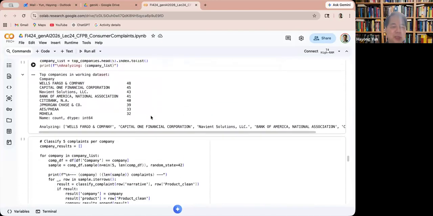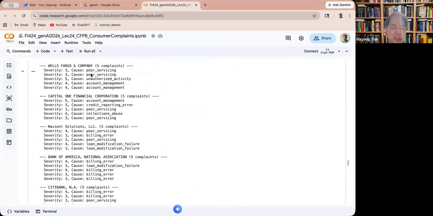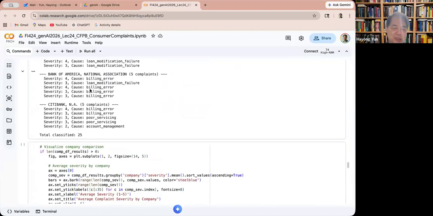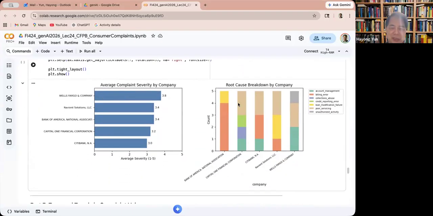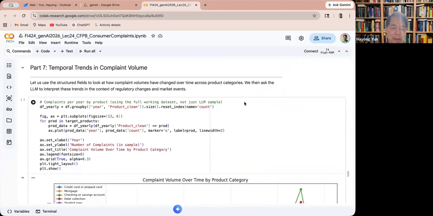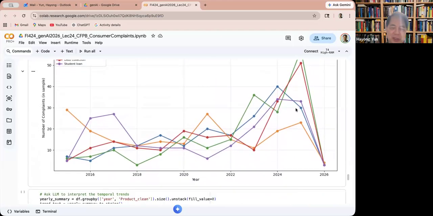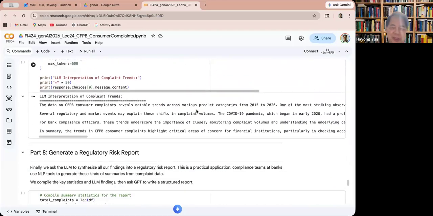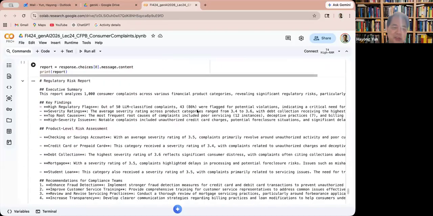So company level analysis, you can look at some companies and then classify their complaints and these kind of things. And you can visualize them also by the company of these complaints. Over time, how does it look? Wow, in recent years, it has been going up. And you can write a report about the regulator risk also.